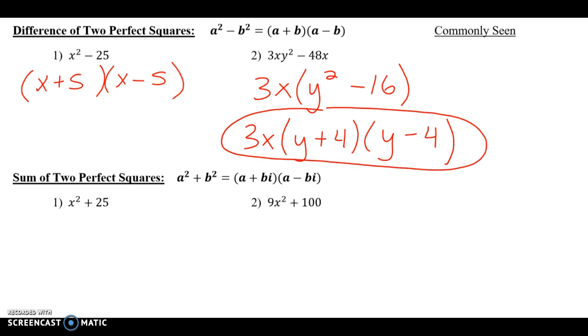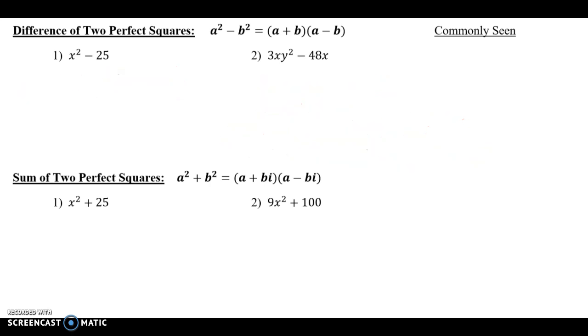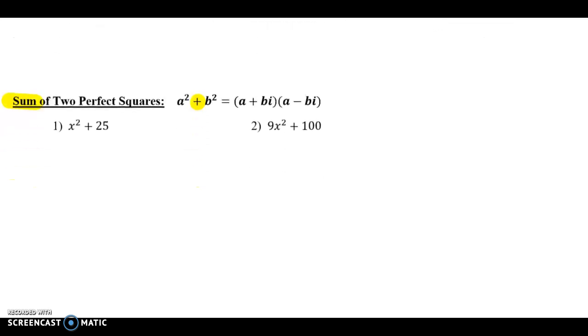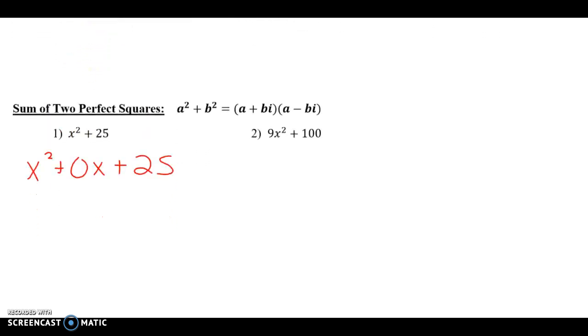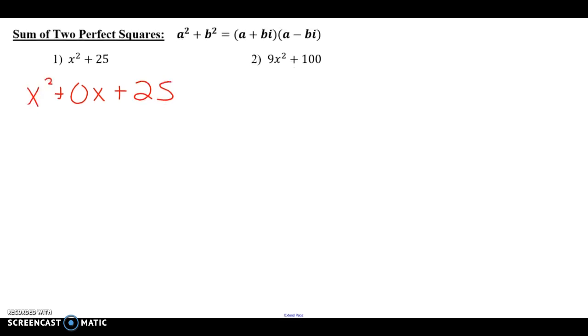Okay, that brings us to our next one. What does sum mean? Addition. That sign changes everything. Because let's look at it. Let's try and do a bottoms up. So what factors of 25, now notice it's now a positive 25, right? Up here, it was like a negative 25. So what factors of positive 25 add up to 0?